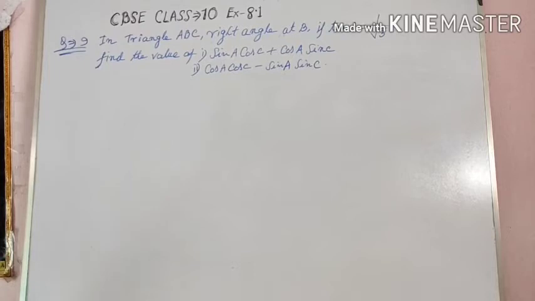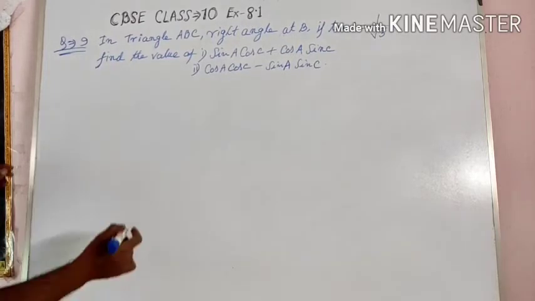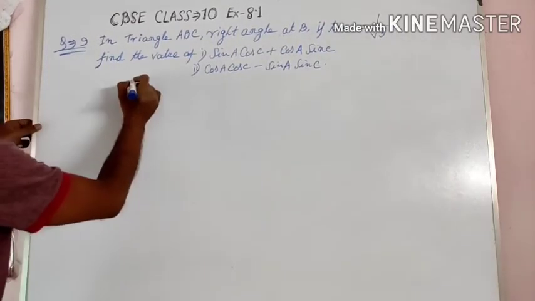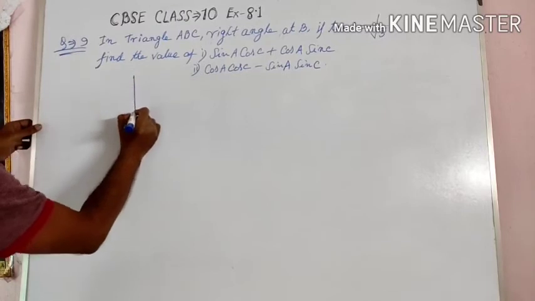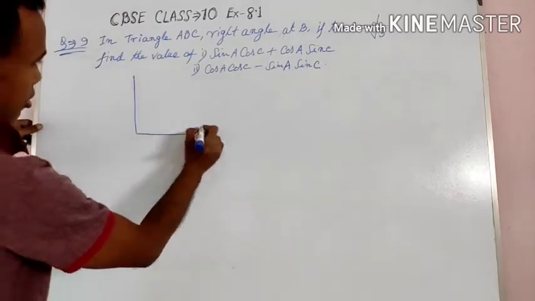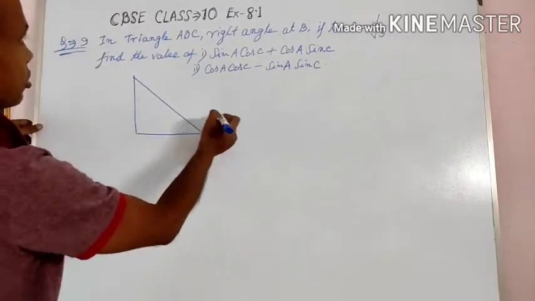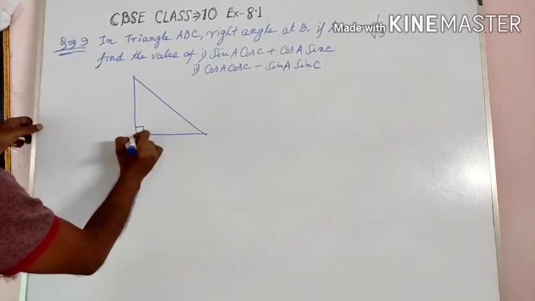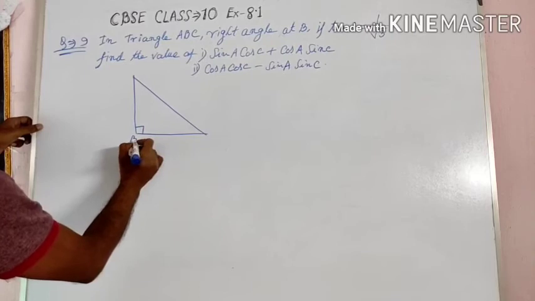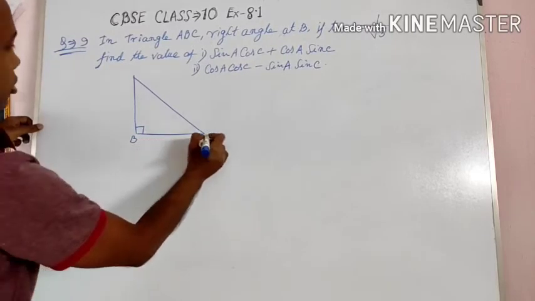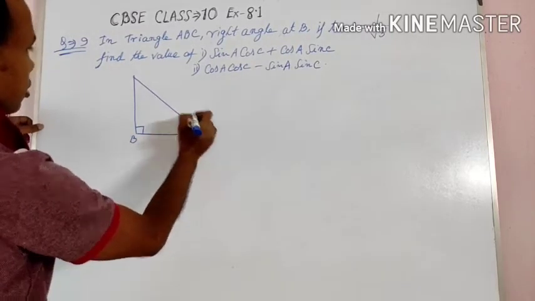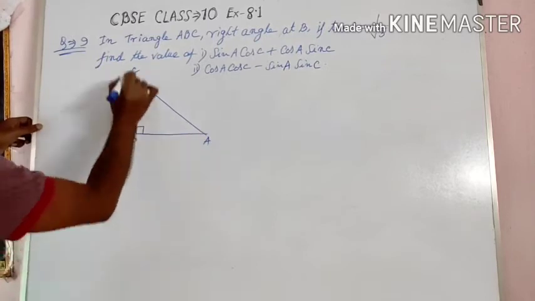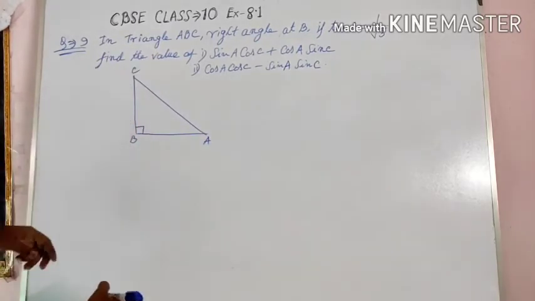Since it is a trigonometric problem, first we have to draw a right angle triangle. This is your right angle triangle. The right angle will be at the point B. Suppose this is your B, this is your A, this is your C. So ABC is a right angle triangle.